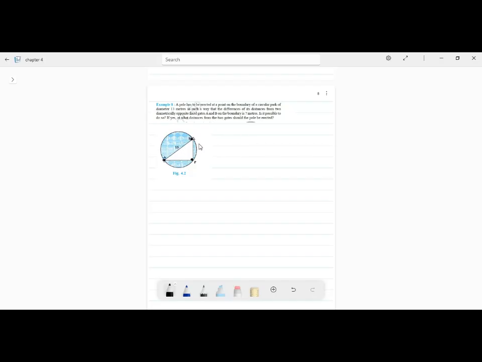So let's suppose that the distance between B and P is X, then this distance AP should be X plus 7. We can see that it's a perpendicular, so as per the Pythagoras theorem, BP square plus AP square should be equal to AB square. AB is 13, so AB square is 13 square. BP square is X square, and AP square is X plus 7 square.